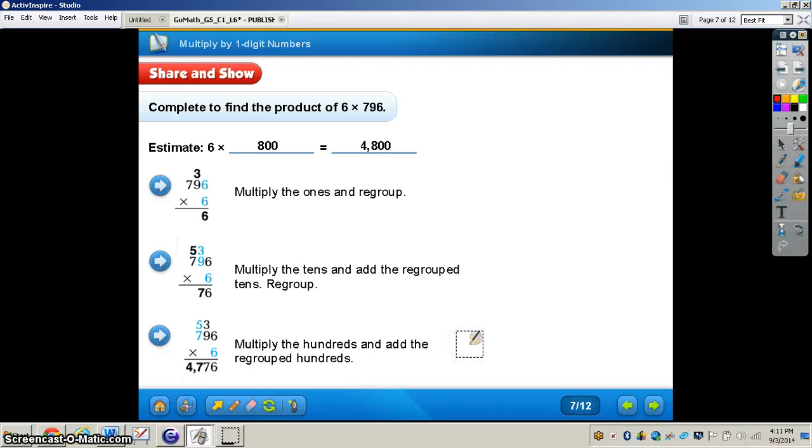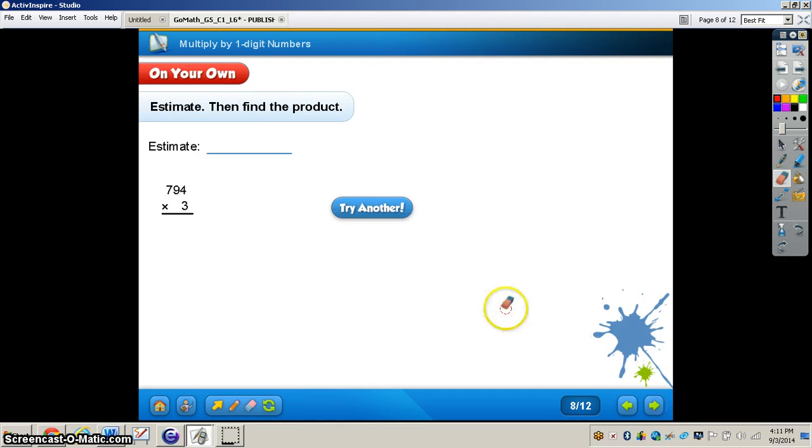Okay, so here are the answers. The estimated answer was 4,800. The final answer, you can see, 4,776 for the final answer. It is important that you just take that factor and multiply it by the number in the ones place, tens place, and hundreds place, and keep moving, okay, and regroup as necessary.